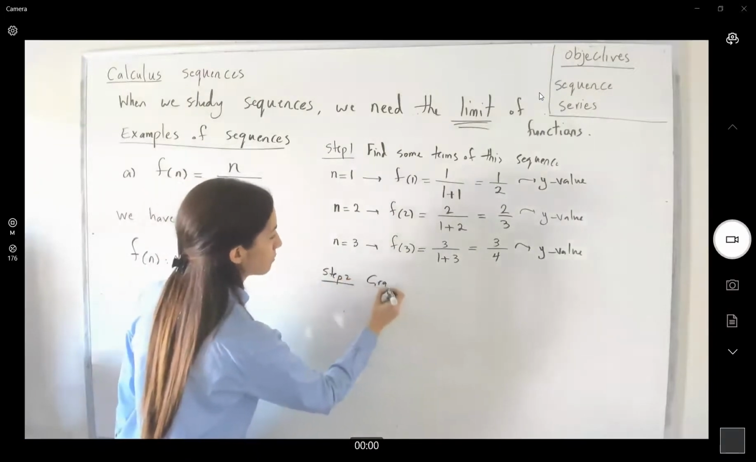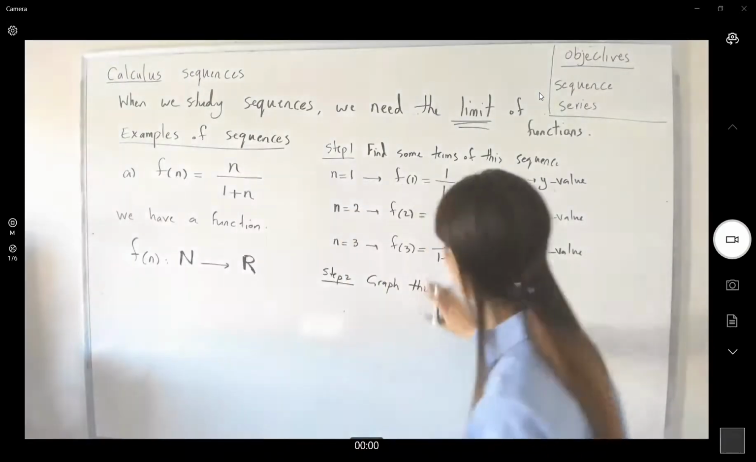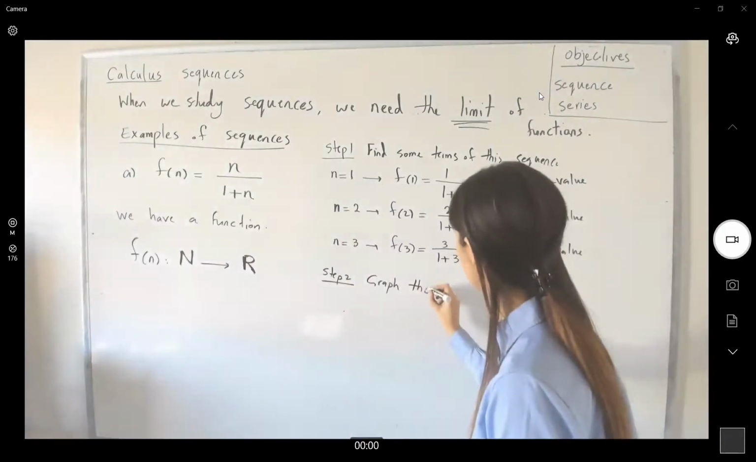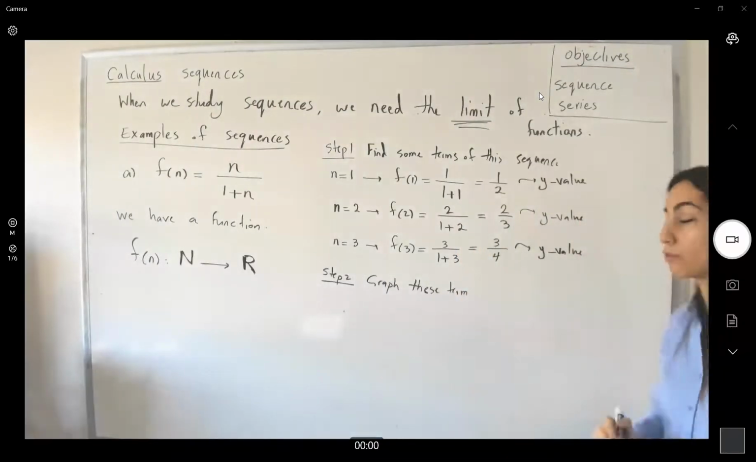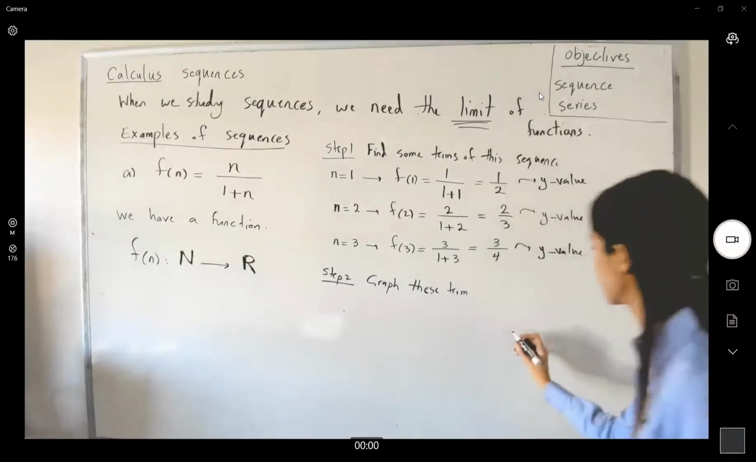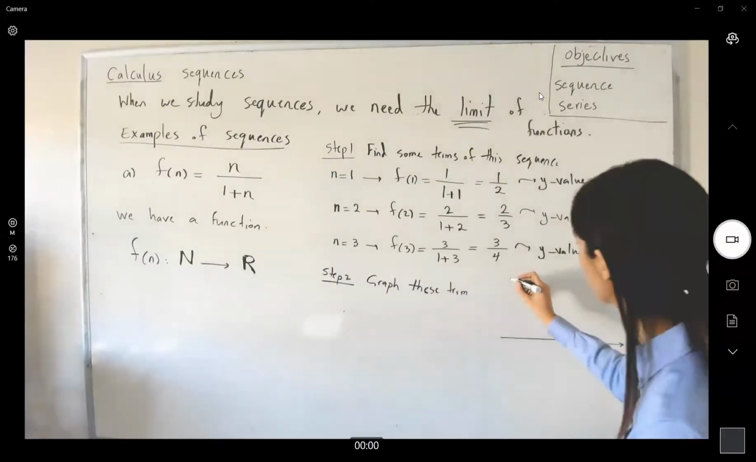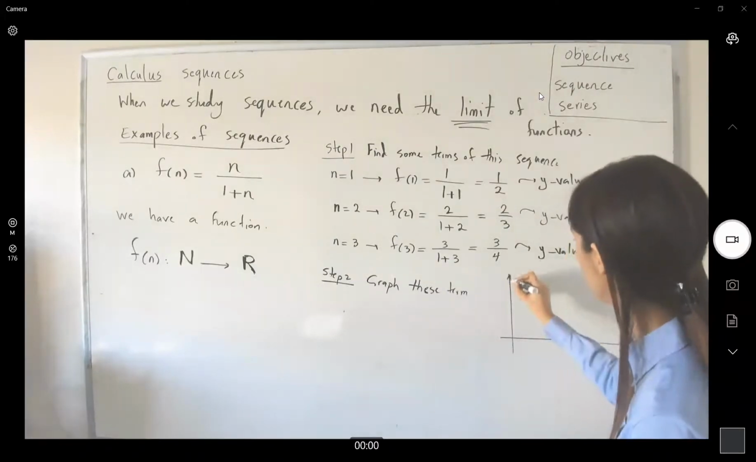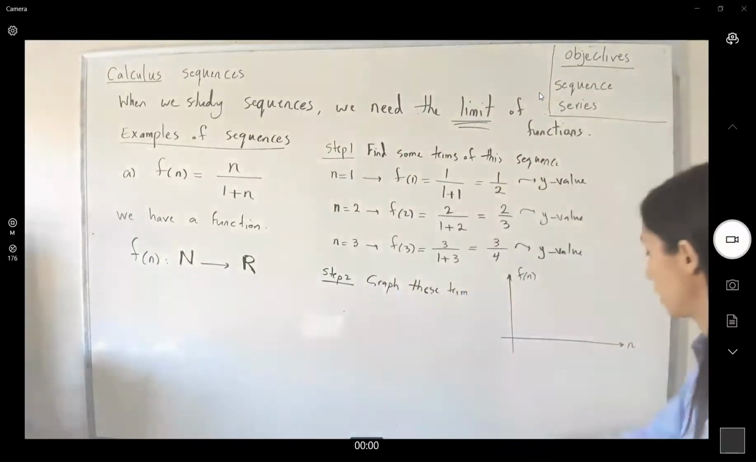graph these terms to understand the general behavior of your sequence. Okay, here you have your n on the horizontal axis, instead of x, and on the vertical axis, you have f of n. Well, okay, here you have n equals 1. Our y value is a half.